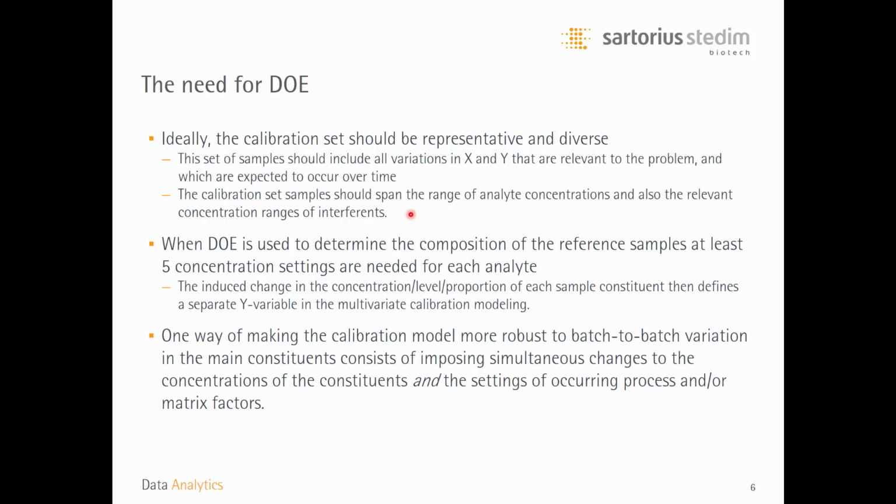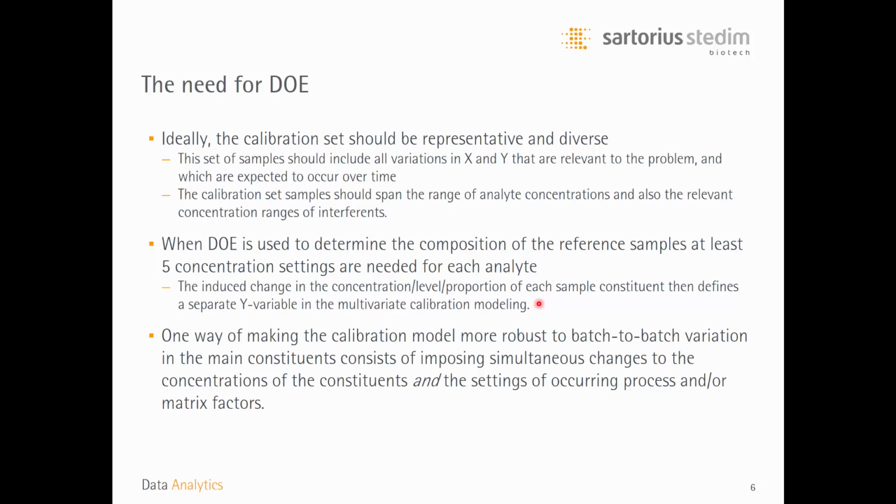One way of accomplishing such systematic and balanced changes to the composition of the calibration set is to plan everything according to DOE. And if you follow the literature recommendations, when DOE is used to determine the composition of reference samples, at least 5 concentration settings are needed for each analyte, but there are also recommendations going as high as 7 and 9 levels.